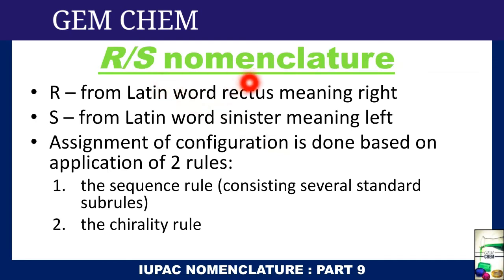Now, R and S nomenclature. R stands for the Latin word rectus meaning right, whereas S stands for the Latin word sinister meaning left. Assignment of configuration, that is whether R or S, is done based on application of two rules. The first rule is the sequence rule consisting of several standard subrules, and we will focus on this rule first and then go to the chirality rule.